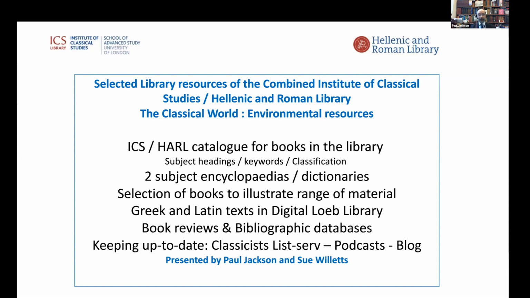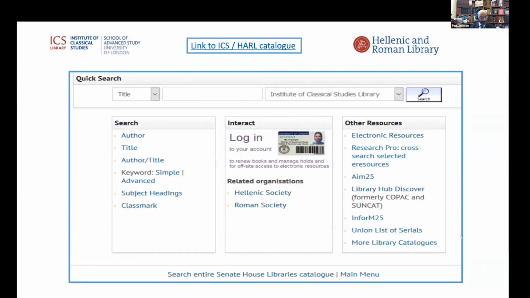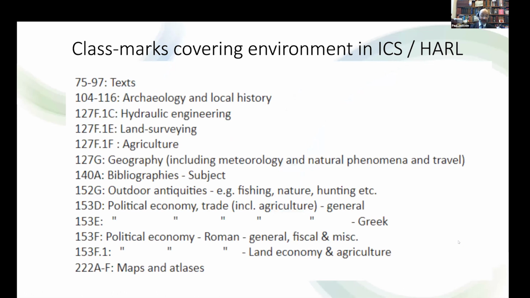We've taken a broad brush approach to the subject with an outline of resources and possible research paths, starting with the next slide, please. The HAL and ICS library catalogue. This is common to the whole of the School of Advanced Study and also the Senate House Library. On the next slide, we've got some keyword search terms.